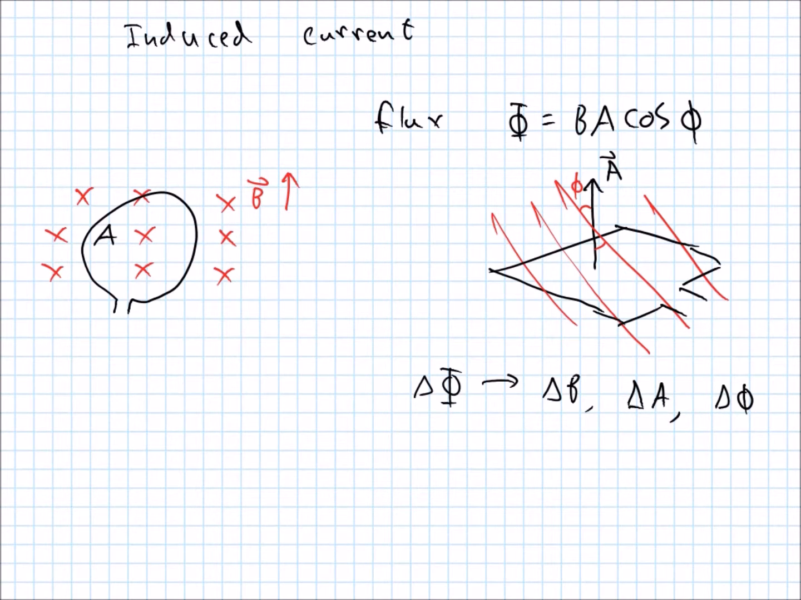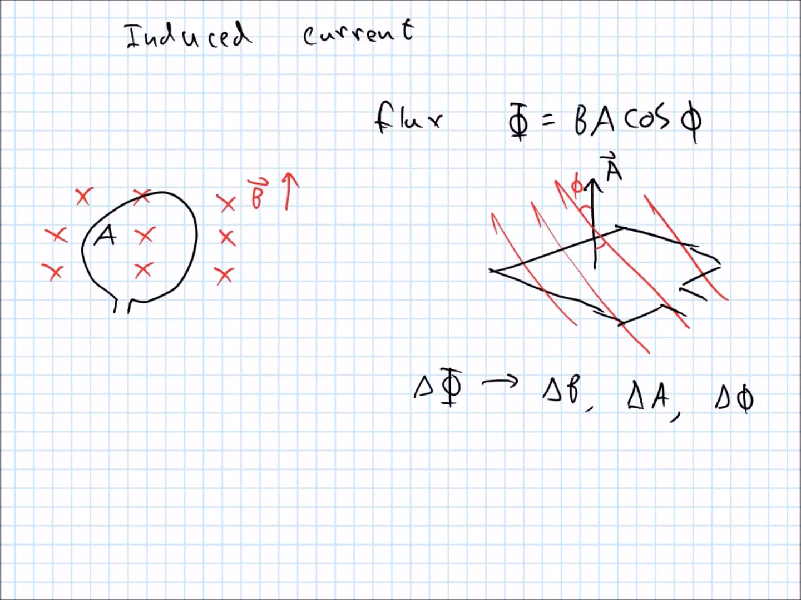The way that I remember this, or figure out how to do this, is that these loops are basically very contrarian things. They want to prevent any change in their flux. So if we increase the magnetic field, we're increasing flux, right? The loop is going to want to try to counteract that. Let me show you what I mean.